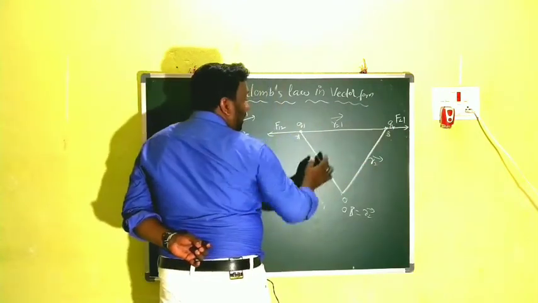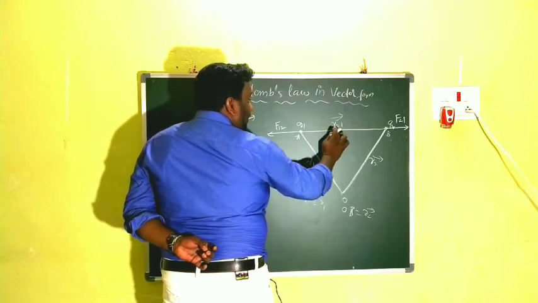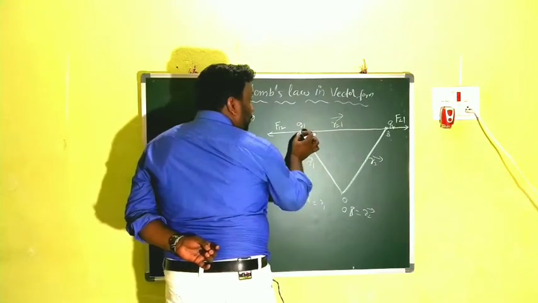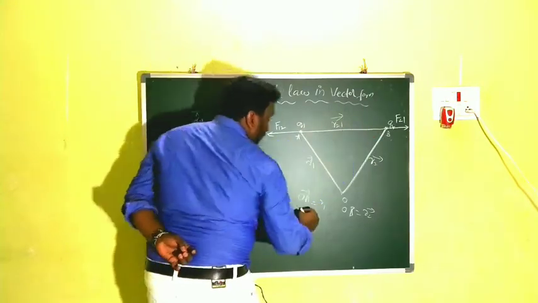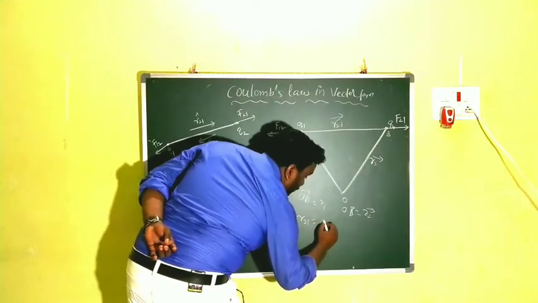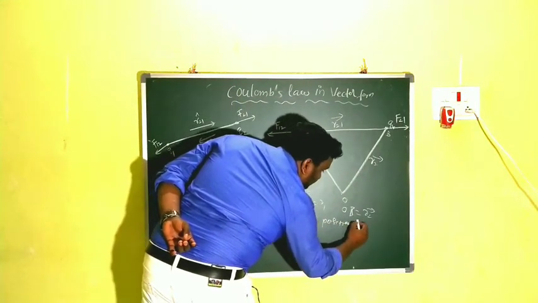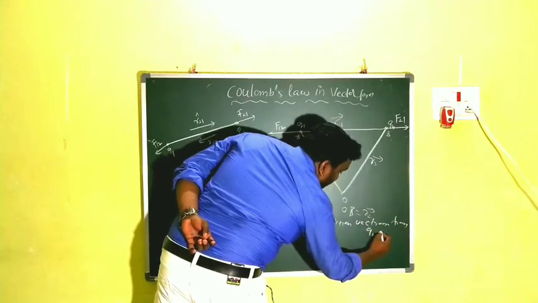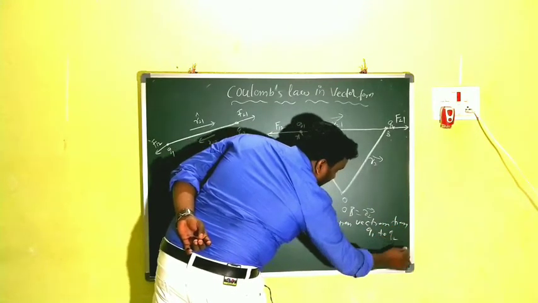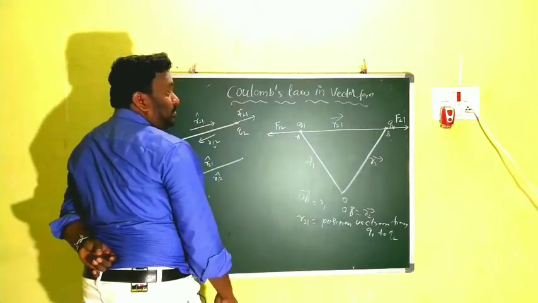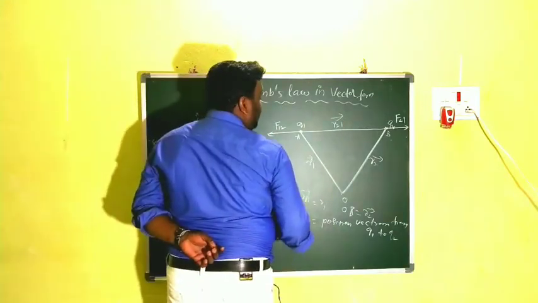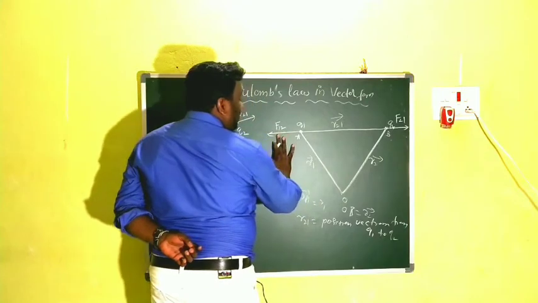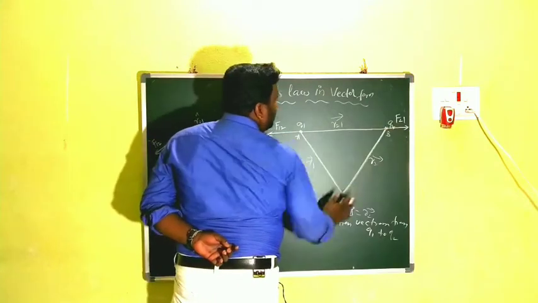Now Q1, Q2. R21 means the position vector from Q1 to Q2. Clear? From Q1 to Q2.